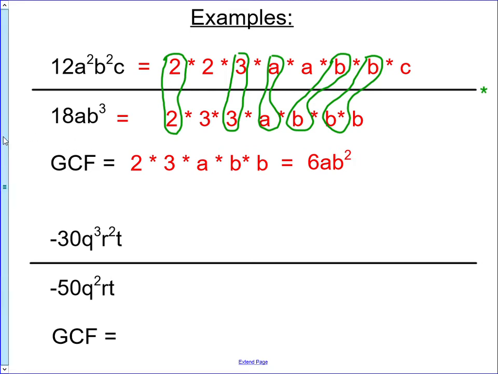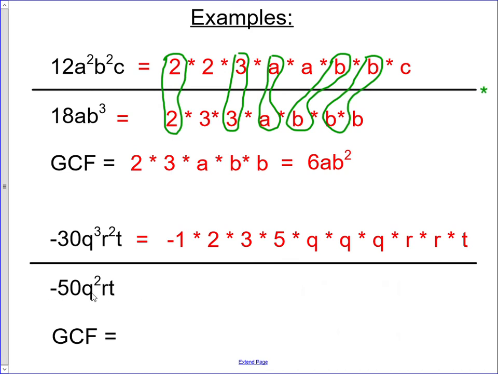Okay, let's take a look at another example before we move on. Let's take a look at negative 30 q to the third r to the second t, and negative 50 q to the second rt. Well, we know the first thing we're going to have to factor out of negative 30 is the negative 1. So we factor out the negative 1, and then we have 2 times 3 times 5. Q to the third power is q times q times q. R to the second power is r times r, and then t.